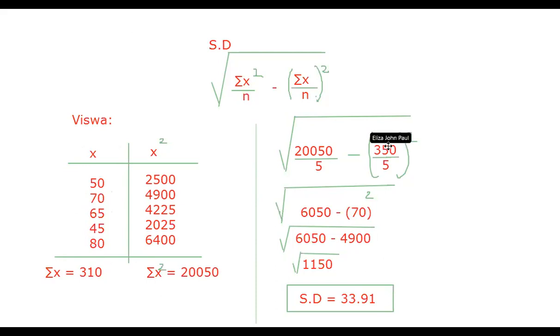Then what is our sigma x? That is 310. So 310 divided by 5 to the whole square. And 20,050 divided by 5 is equal to 4,010.